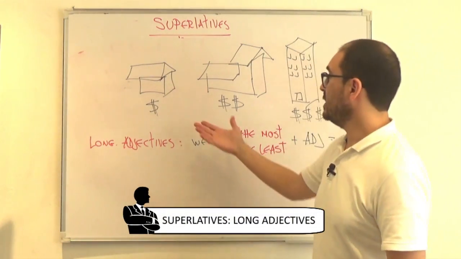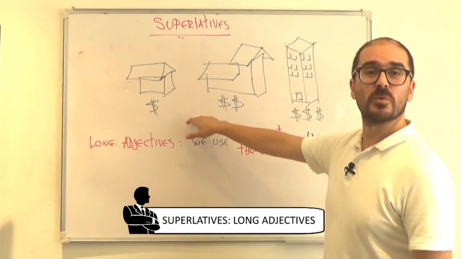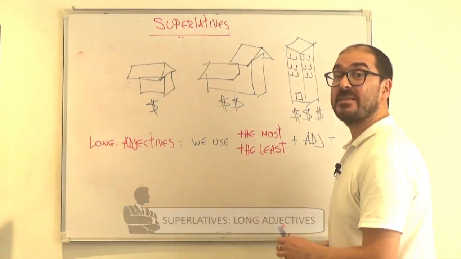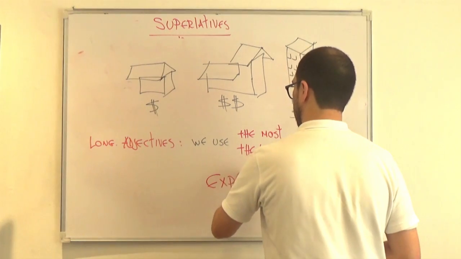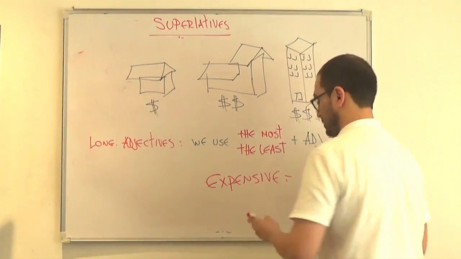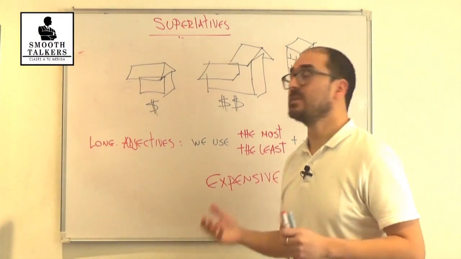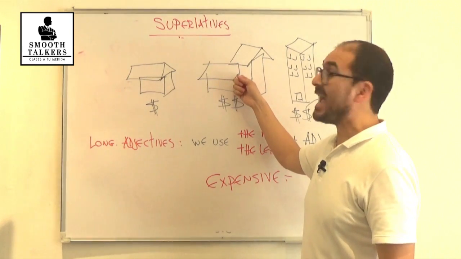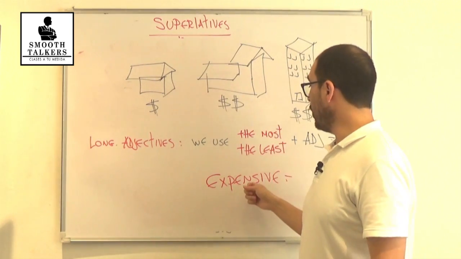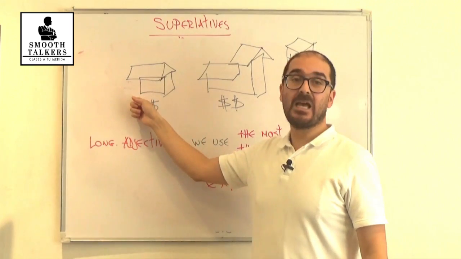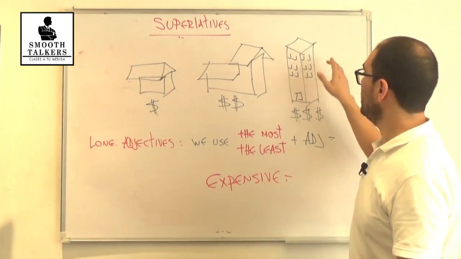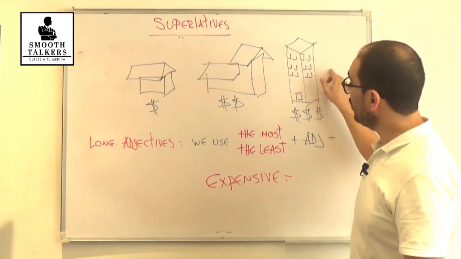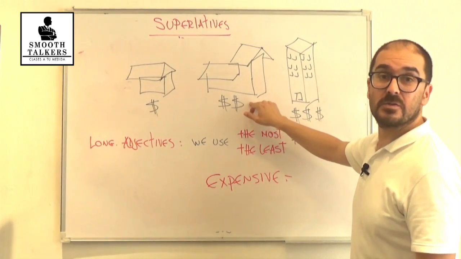In this case, the adjective we're going to use, of course, since we're talking about money, is expensive. So our word is going to be expensive. Let's make a small comparative. We can say that this house is more expensive than this house. Sorry about the drawings, actually. Okay. And we can also say that this building is more expensive than this house.